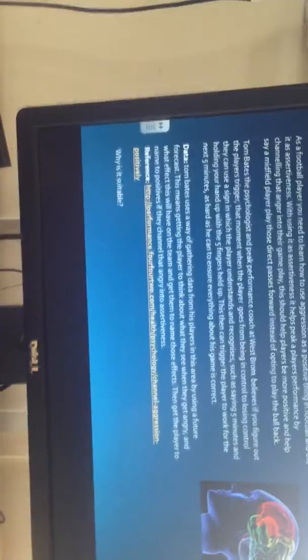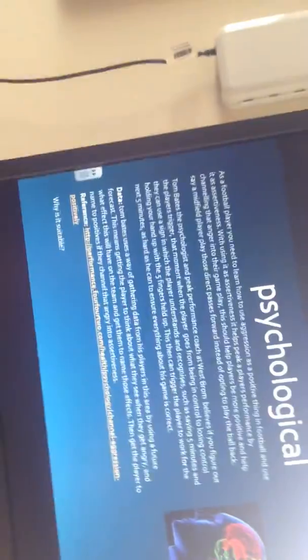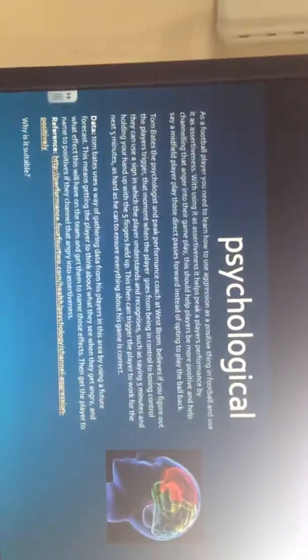The same with what strikers do, as much as anybody else on the pitch. There's such a key area in the field. So if it comes to it, you need to use your aggression as a positive thing in football and use it as assertiveness. Using it as assertiveness will help a player peak their performance by channeling that anger into their gameplay.